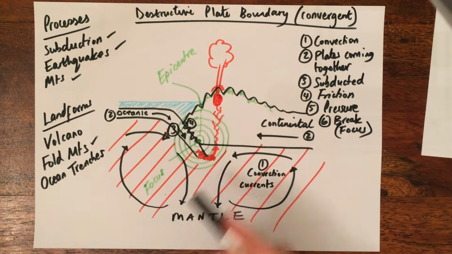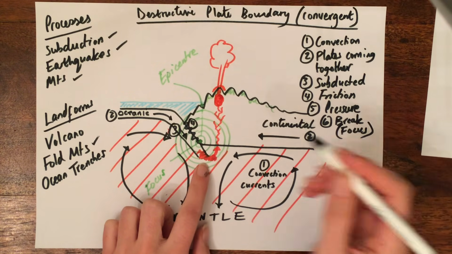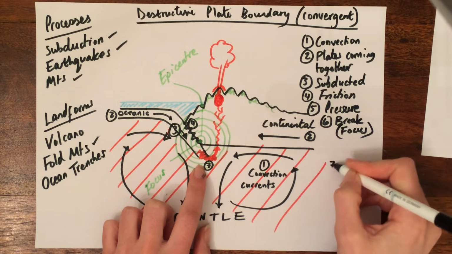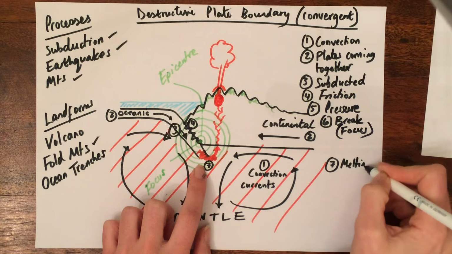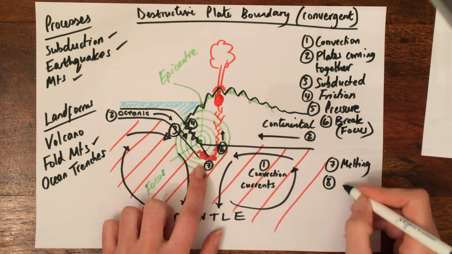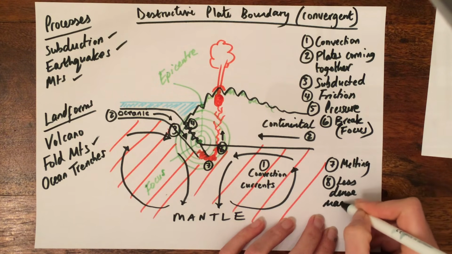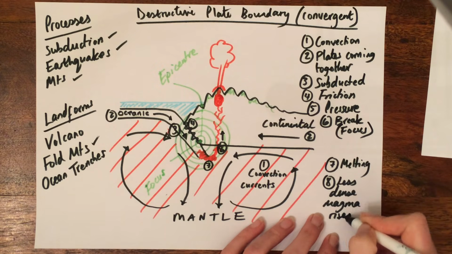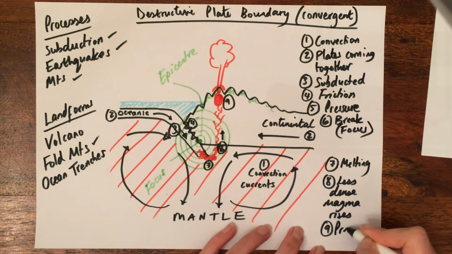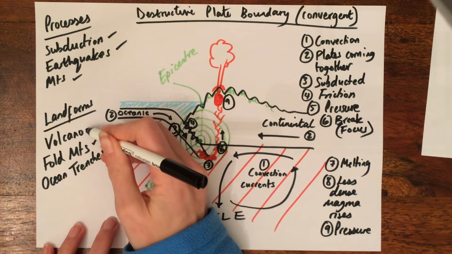So a couple of extra points to add on to here for the volcano. Let's carry on with our notes. Point 7 here. At point 7 we have melting. Then we have here at point 8 rising magma. So less dense magma rises. Then we have here pressure again until we get the eruption. And that explains the volcano.